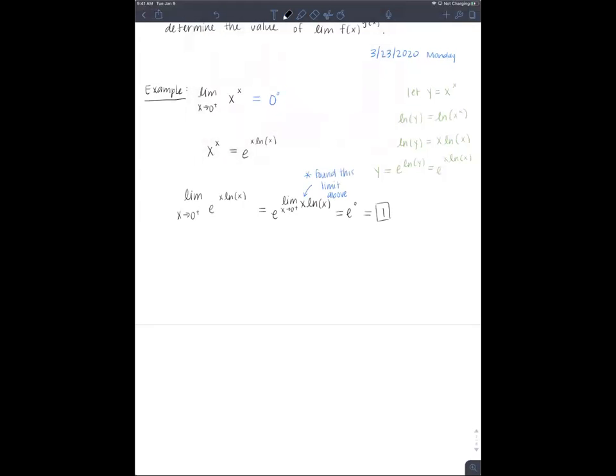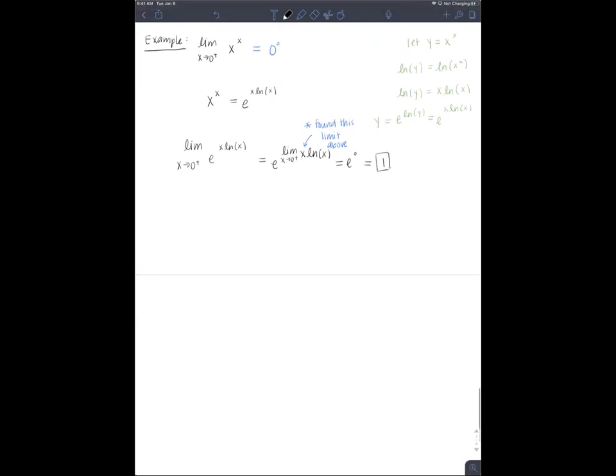Any questions about that example? Okay, then I'm going to start the next one. I'm going to scroll up a little bit. Here, let's look at the limit as x approaches infinity of x plus 1 over x minus 2, all to the power of x.